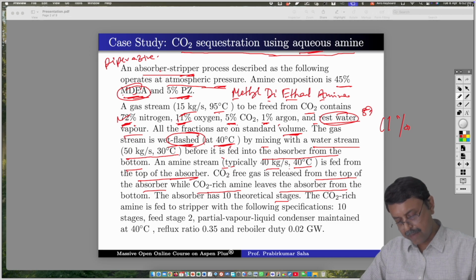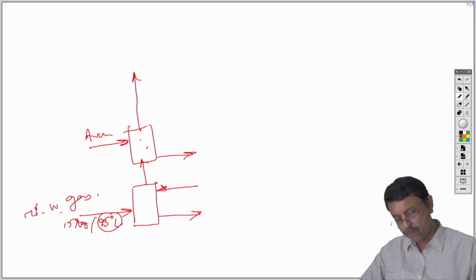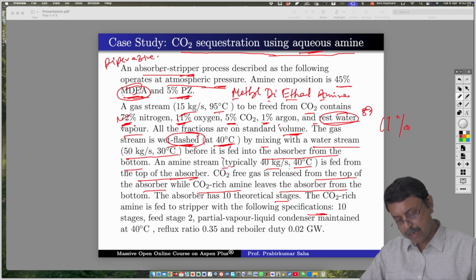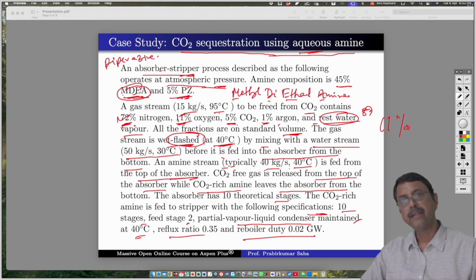The CO2 rich amine is fed to a stripper with the following specification. So we will have another stripper over here. So this is our stripper, and it has the following specification. It has 10 stages. The feed stage is 2. The second stage is the feed stage. It has a partial vapor liquid condenser, which is maintained at 40 degrees centigrade. The reflux ratio and reboiler duty have been given.